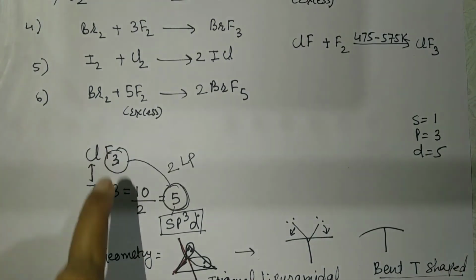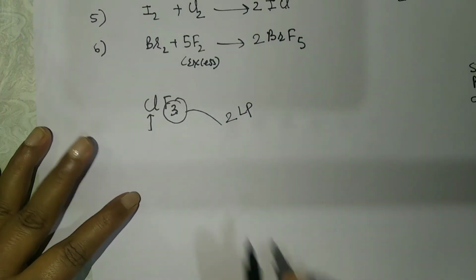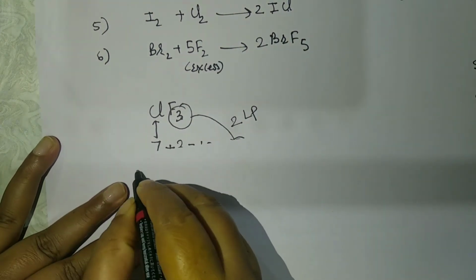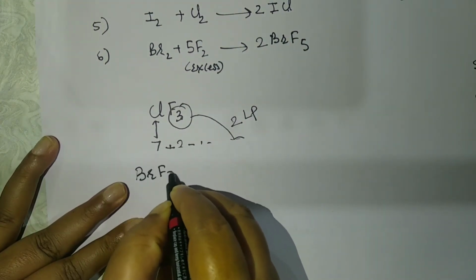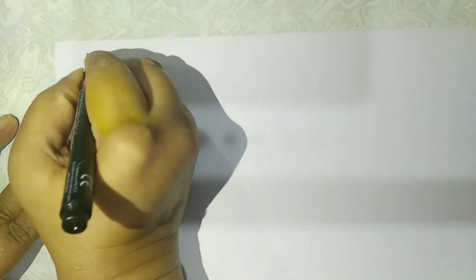So let us try for one more. Let us go for one out of this. I will go for BrF5. So in BrF5, how will I go for the hybridization now, students? So let us see the hybridization on BrF5.